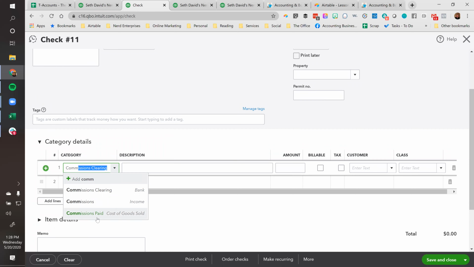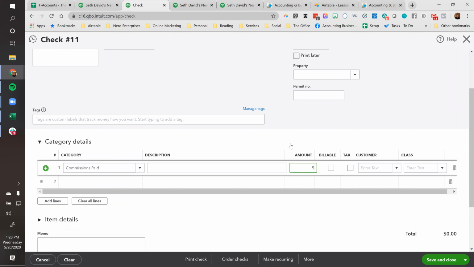Cost of goods sold. Remember, especially if we're dealing with a real estate concern, you have different commissions accounts. So you have to be careful and look on the right to see which account type you want. It's not commissions income. It's definitely not commissions clearing. That's how we clear commissions through escrow. It's commissions paid.